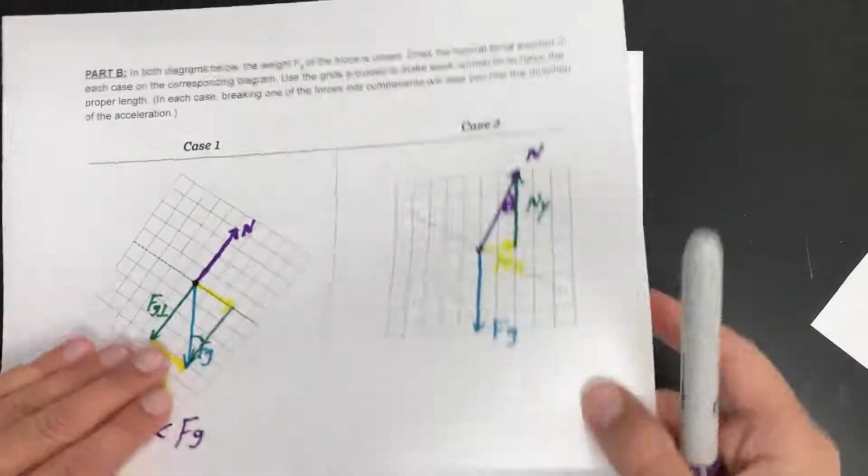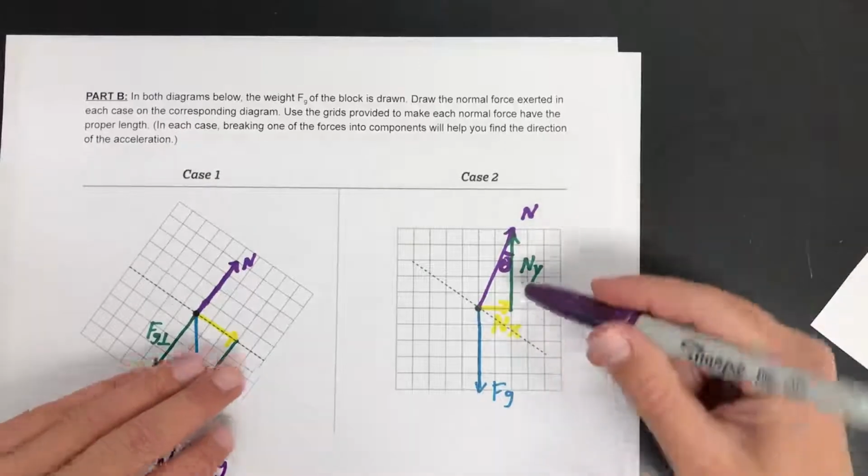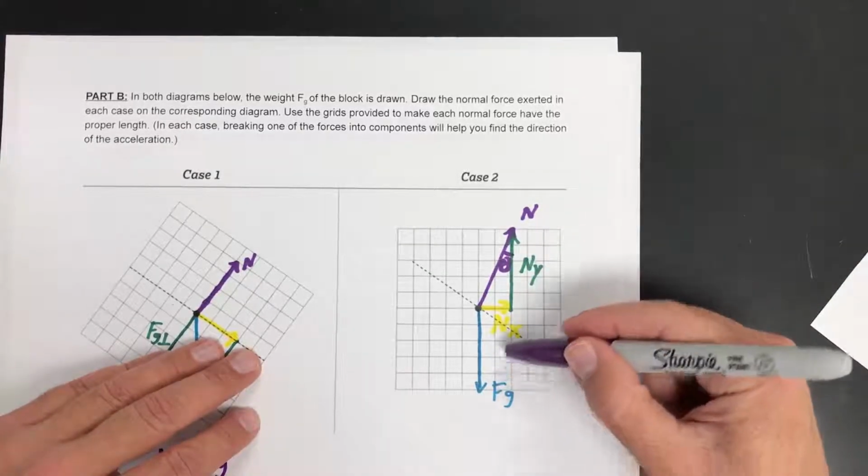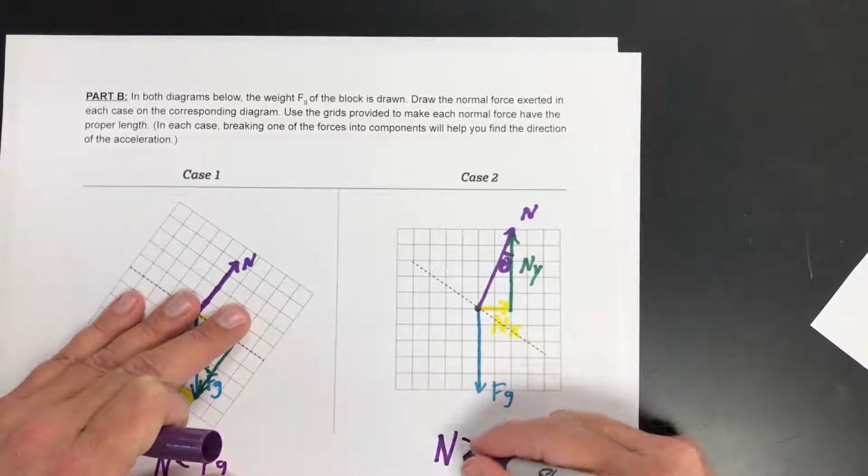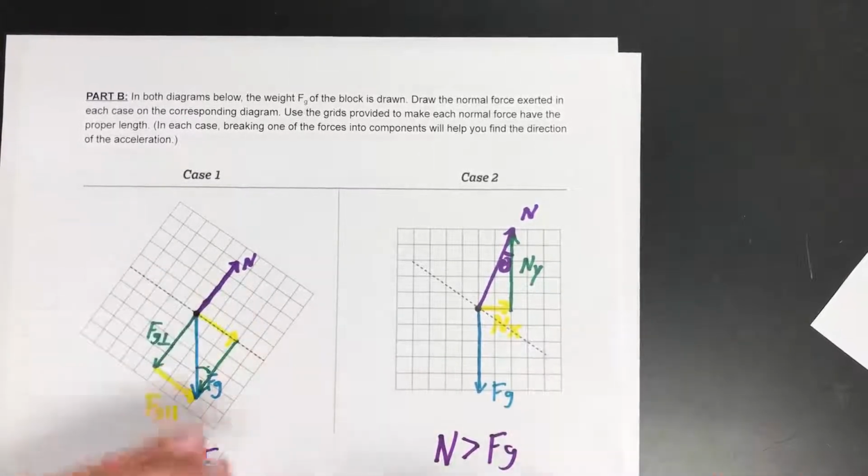So on this side here, it's the flip. Part of the normal is equal to the force of gravity, just a component of it. So here we can say the reverse, that the normal overall has to be greater than the force of gravity.